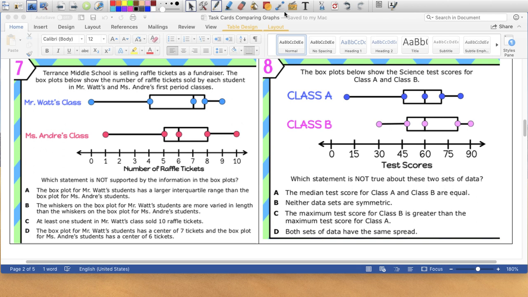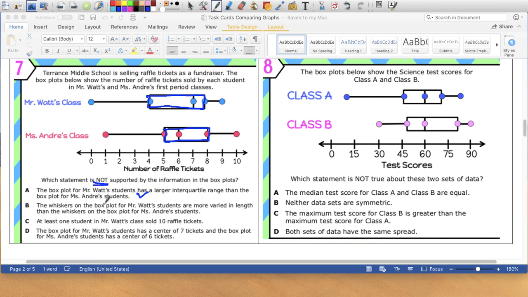7. Which statement is not supported by the information in the box plot? So again, what information is not supported? The box plot for Mr. Watts' students has a larger interquartile range than the box plot. So is this bigger than this? Yes, so that's okay. So again, not, right? So that's good.